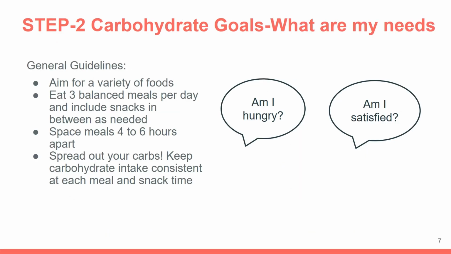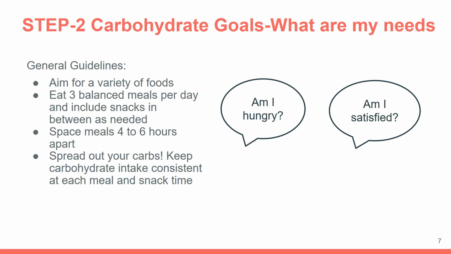The second step is to set your carbohydrate goals and reflect on what your needs are. In general, you should aim to eat a variety of foods spread between 3 balanced meals each day and include snacks in between meals if needed. Your meals should be spaced 4 to 6 hours apart.